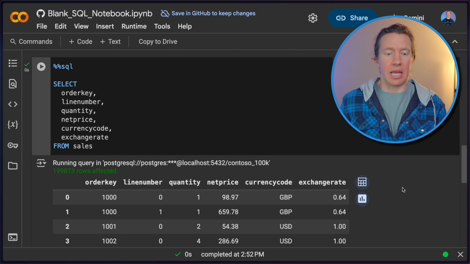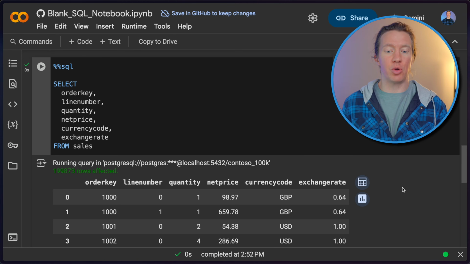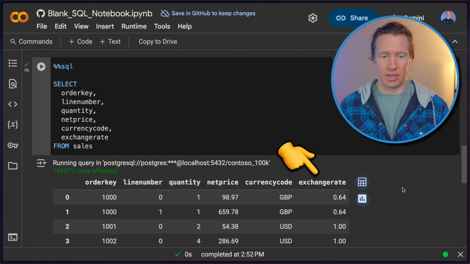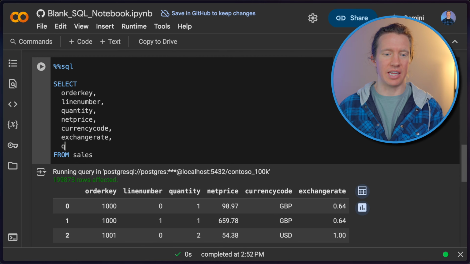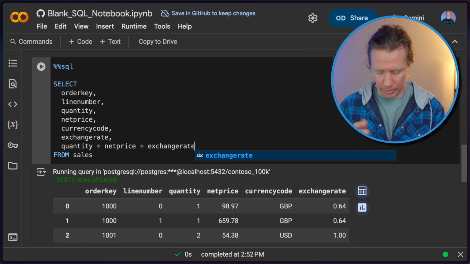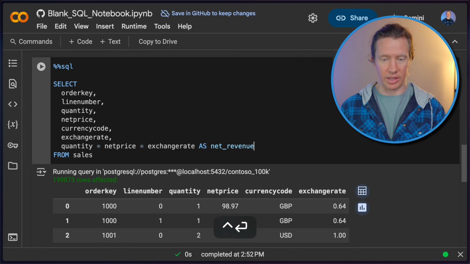Well, if we go to the sales table and we query these different rows, specifically, when we're going to calculate the net revenue, we use things like the quantity, net price, and exchange rate. In the video, I said that this net revenue is quantity times net price times exchange rate, which is where we're getting to the error. I'll give this the alias of net revenue. Running this with Control Enter.